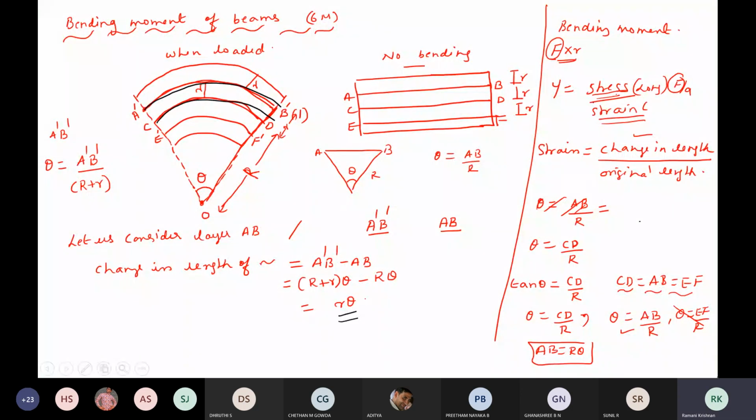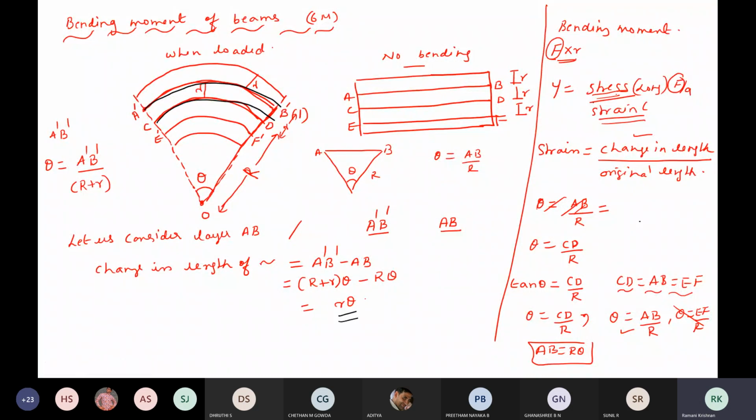Just to recap here, what has happened? When the doubts are coming, we'll see. I have taken this beam. These are the layers. These layers have not undergone any change because load is not applied. r is the distance between the layers. When the beam is bent, what has happened?